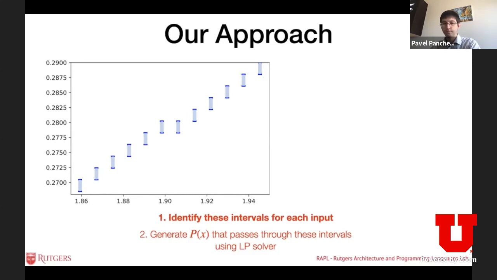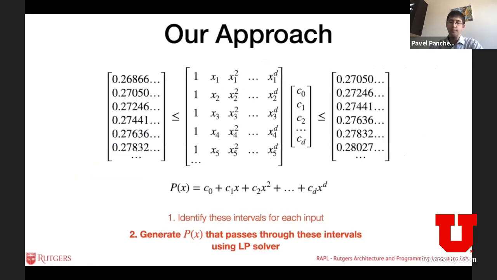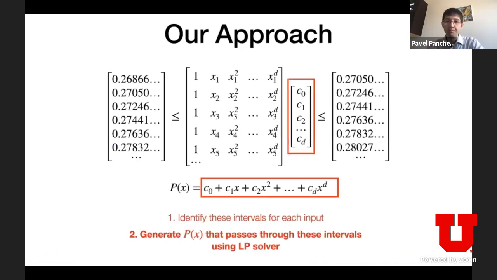So how do we create such a polynomial? We observe that these intervals basically define linear constraints on p of x. The output of p of x should be within these values for each of the inputs. Because they are linear constraints, we can create a linear programming problem in terms of trying to identify a set of coefficients of a polynomial that satisfies all the linear constraints. If we can find a set of coefficients, then we can generate a polynomial that produces the correctly rounded result for all inputs. So we can give this problem to an LP solver and solve for the coefficients.